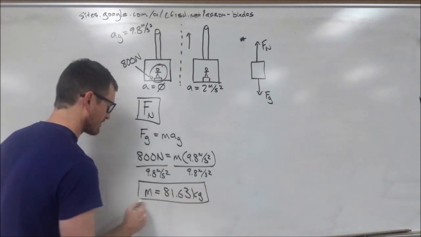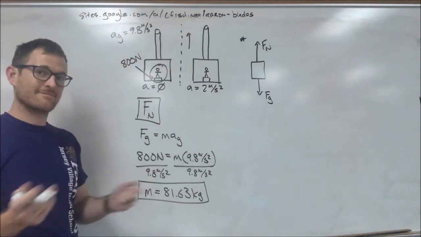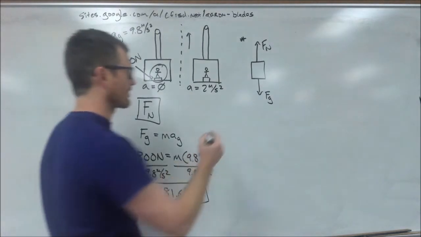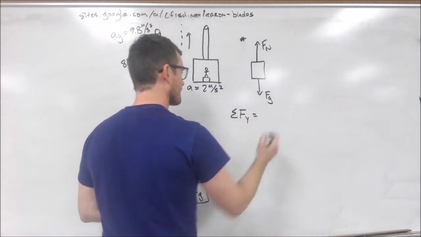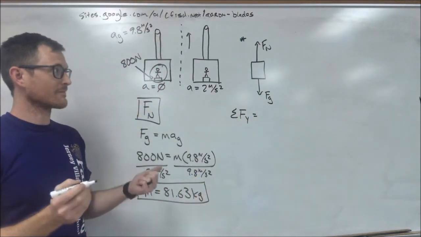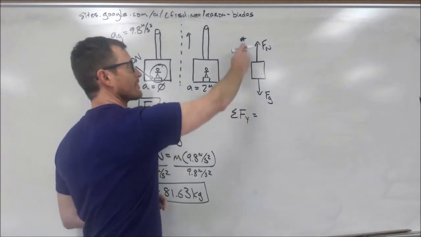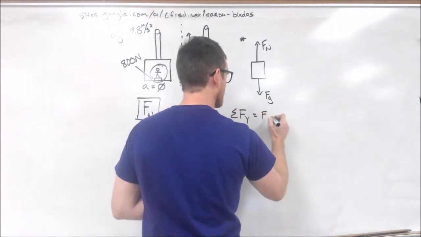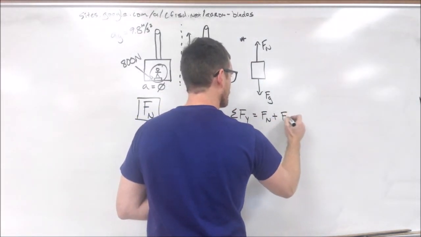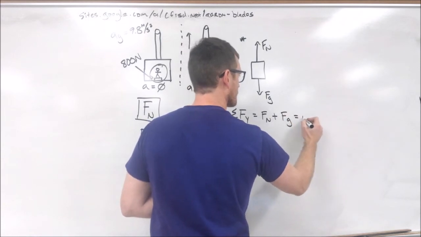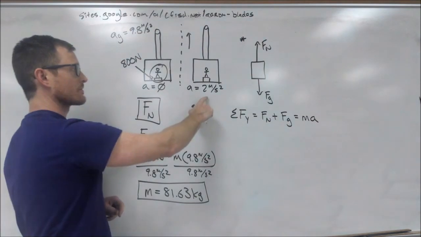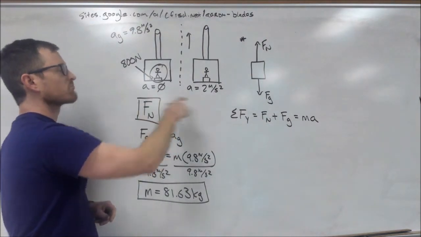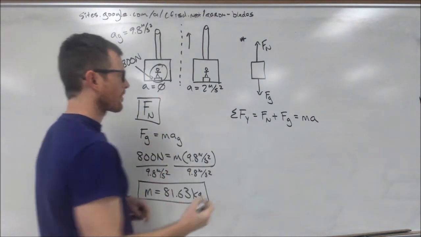Next, it asks, the elevator accelerates upward with a rate of 2 meters per second squared. What does the scale read? Show your work. Again, the reading of the scale is going to be equal to the normal force, or how hard the scale is pushing up. So let's go back to our free body diagram and our summation equation and write that down. Normal force plus the force of gravity equals mass times acceleration. We're given an acceleration for that part of the problem, and it's 2 meters per second squared.